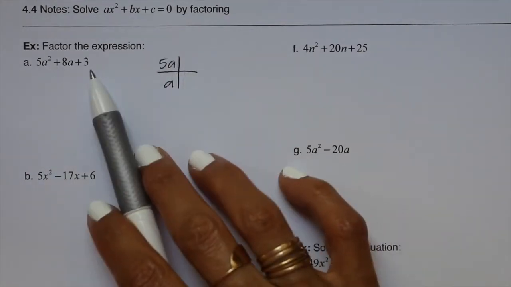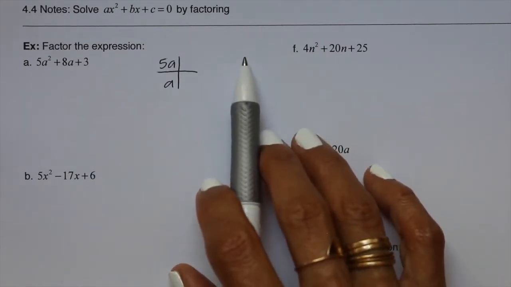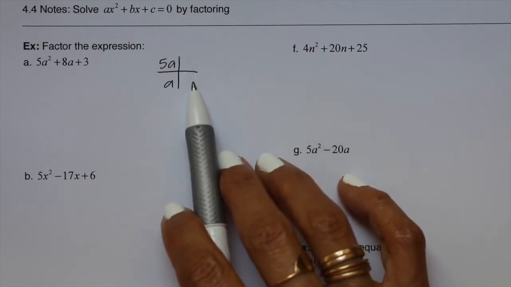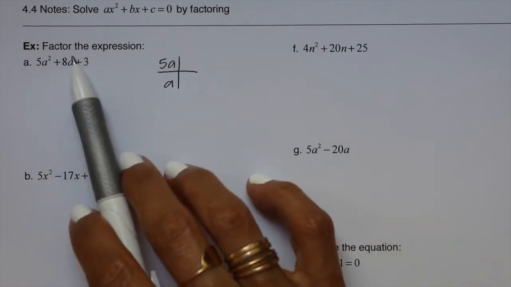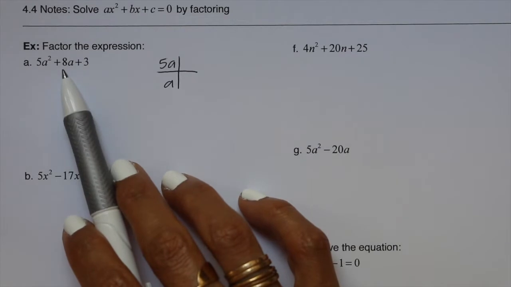Now we're going to do up and down right. So we're going to go what times what makes 3, and so we know we're going to use 1 and 3. The question is, do we put the 1 here and the 3 here? Or do we put the 3 up top and the 1 on the bottom? And so to answer that, you need to glance at that middle term. We're trying to crisscross and combine terms to get 8a.